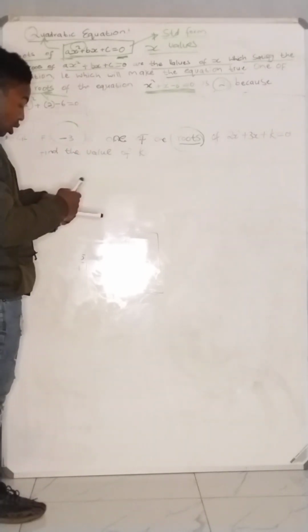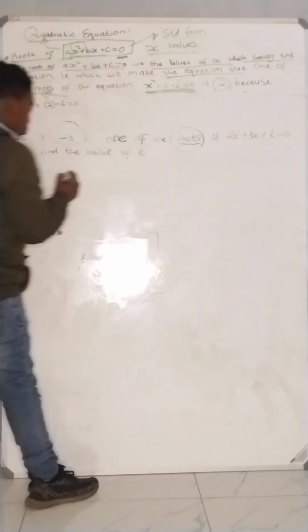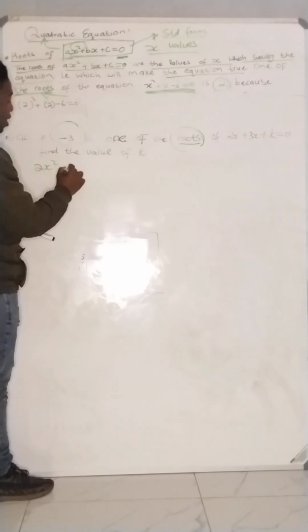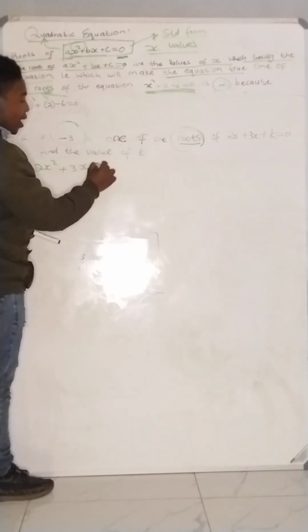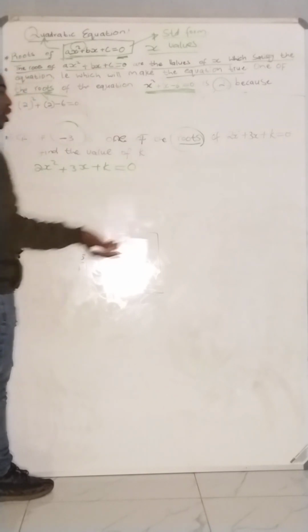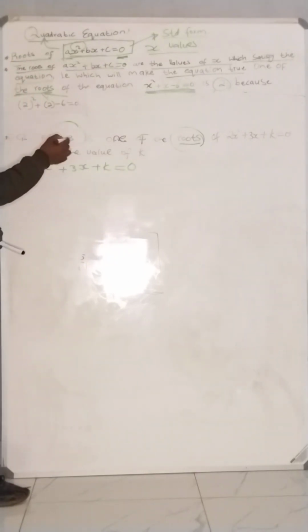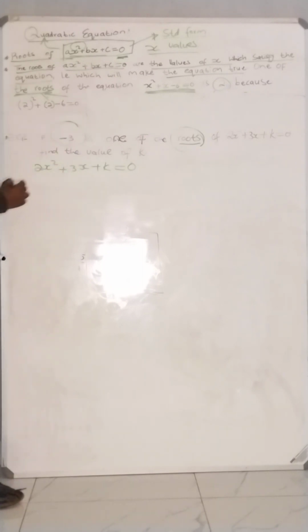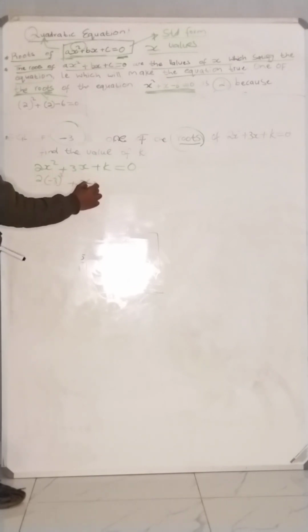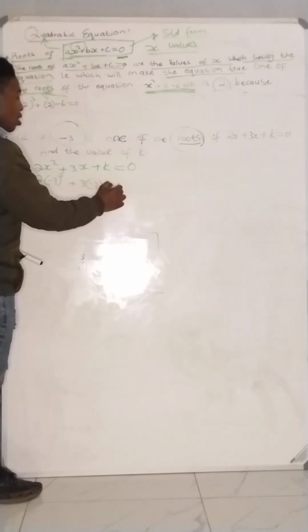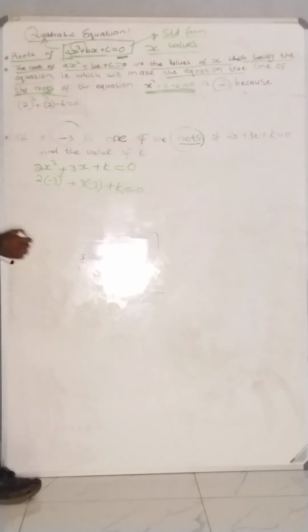So now you're going to take your equation, which is your quadratic equation, 2x squared plus 3x plus k equals 0, and you're going to substitute your value for x. In place of x, you're going to put minus 3. So 2 into minus 3 squared plus 3 into minus 3. Everywhere you see x, you put minus 3, plus k is 0.